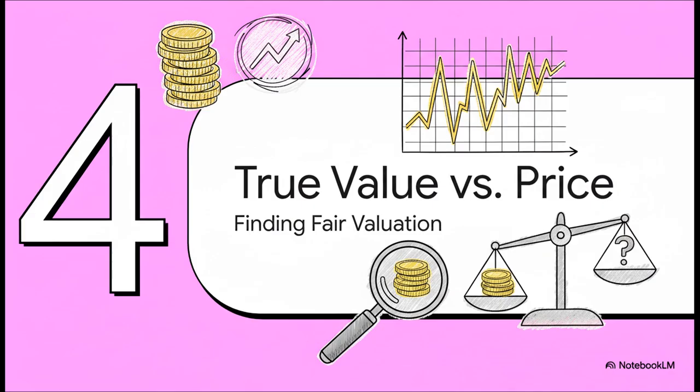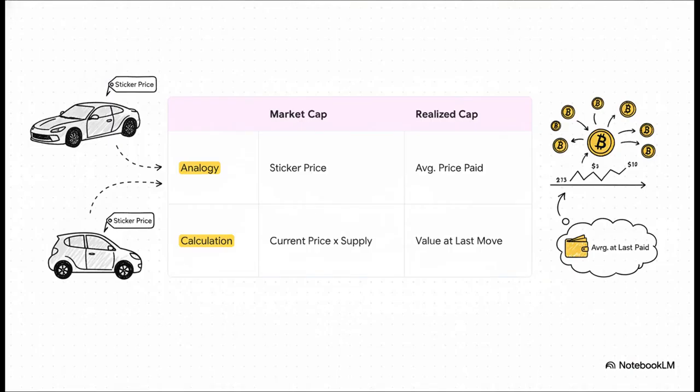All right, now for a question that has puzzled investors for, well, centuries. What is something actually worth? With on-chain analysis, we can get closer to a real answer than ever before. You know how a car has that flashy sticker price in the showroom? That's kind of like market cap. But what really matters is the average price everyone actually paid for that model, right? Well, that's the realized cap for crypto. It's what everyone, on average, paid for their coins. It's a much more grounded, real measure of value.